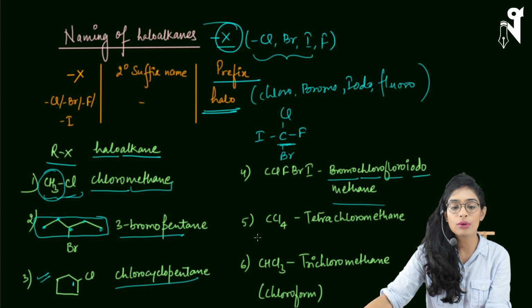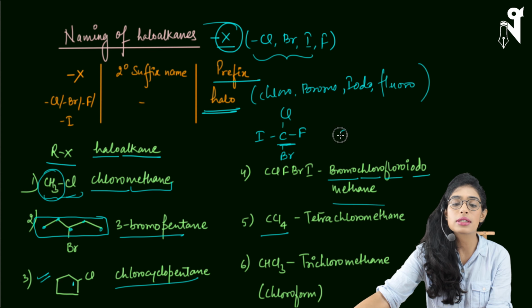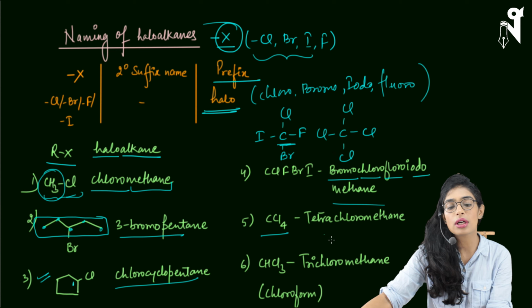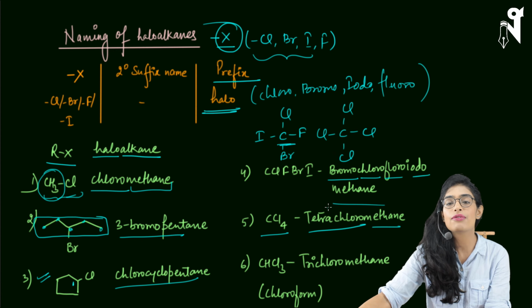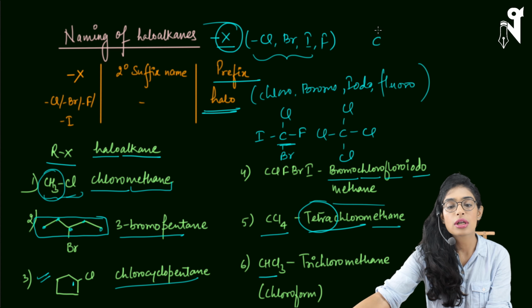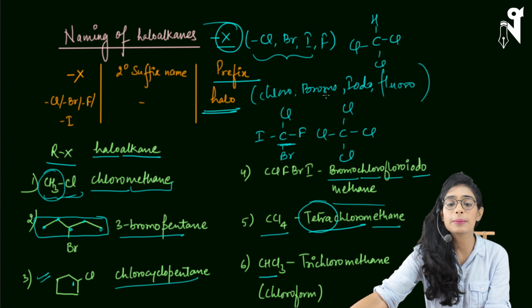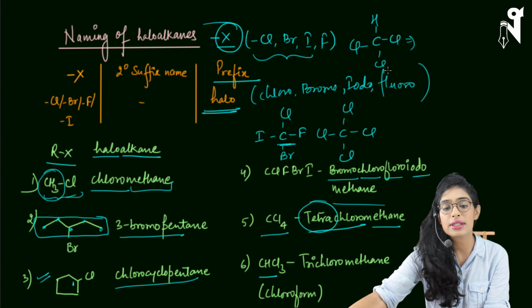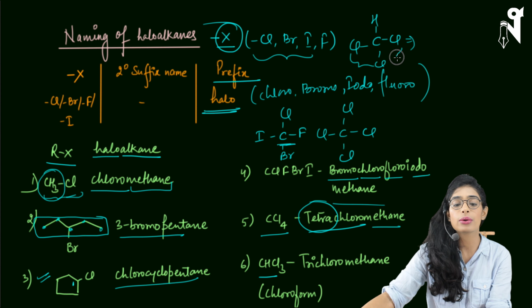Next is CCl4. It's a similar thing. It's like 4 chlorines attached on 1 carbon. So it will be tetrachloromethane. Tetra represents that there are 4 chlorines present. Next is CHCl3. CHCl3 is this structure: CH, chlorine, chlorine, chlorine. And this will be called tri, because there are 3 chlorines present here, trichloromethane.